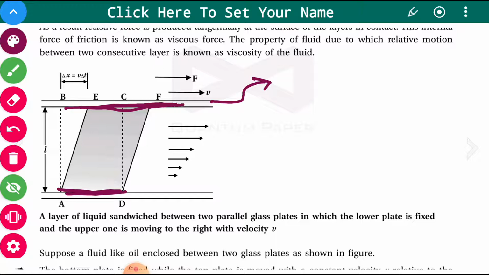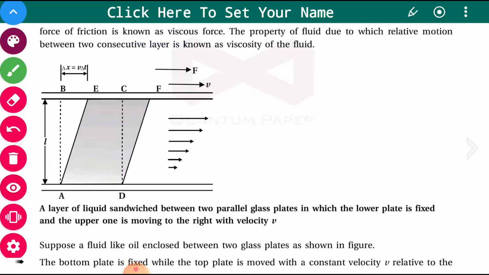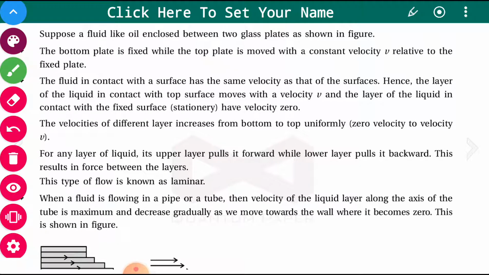Now you are moving this particular glass plate, so the fluid in contact with the upper glass plate will move with some velocity. Rather, the layer in contact with the lower plate is not going to move, it will remain stationary. So there is a difference of velocity between the fluid in contact with the lower glass plate and the upper glass plate. This we can see with the activity.